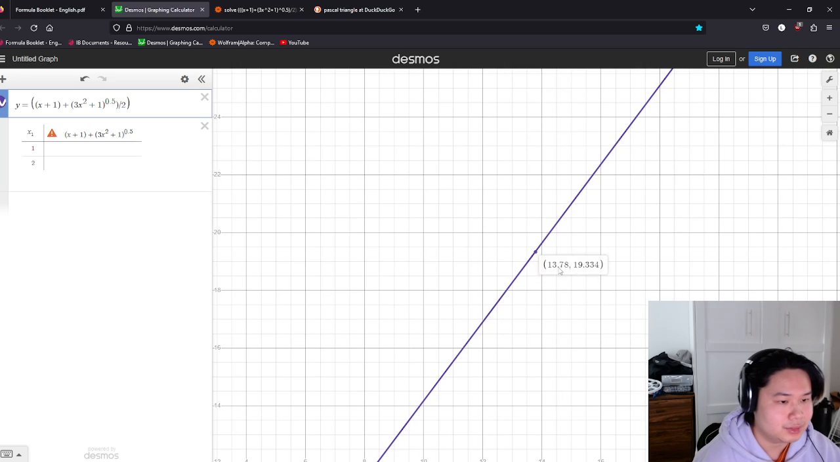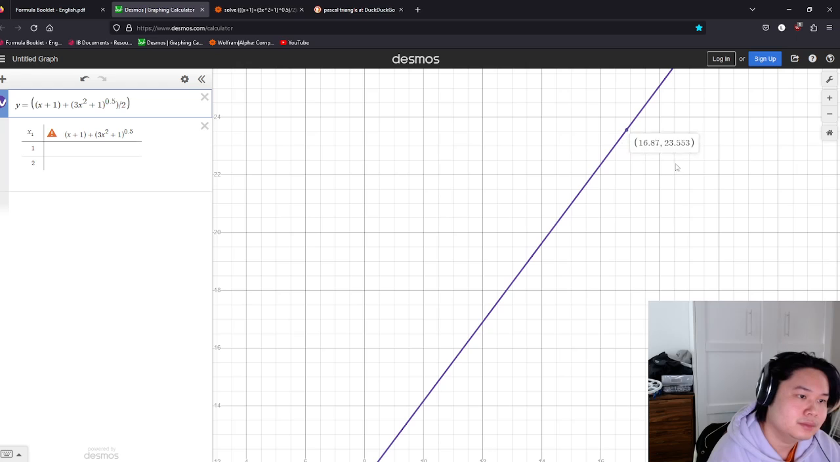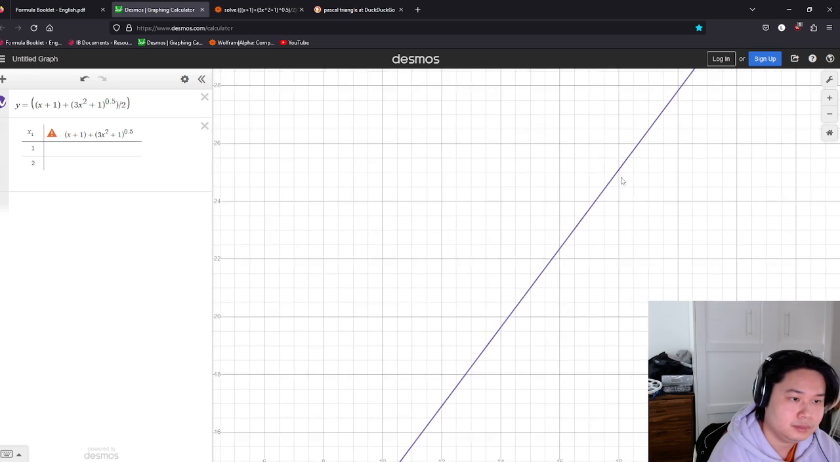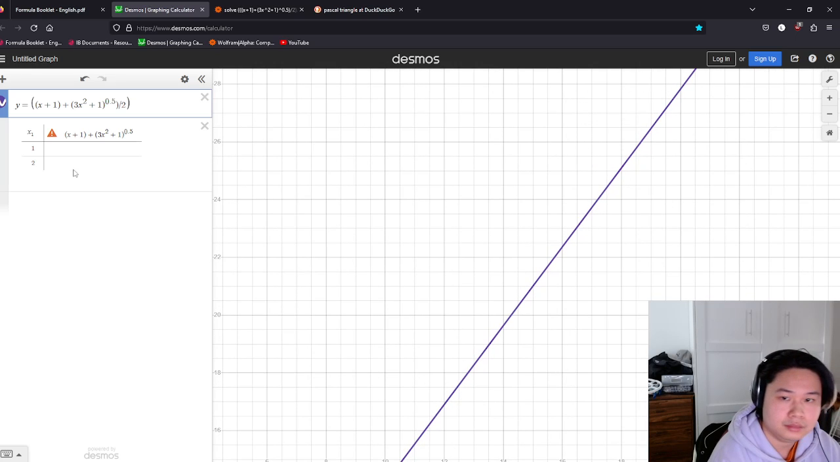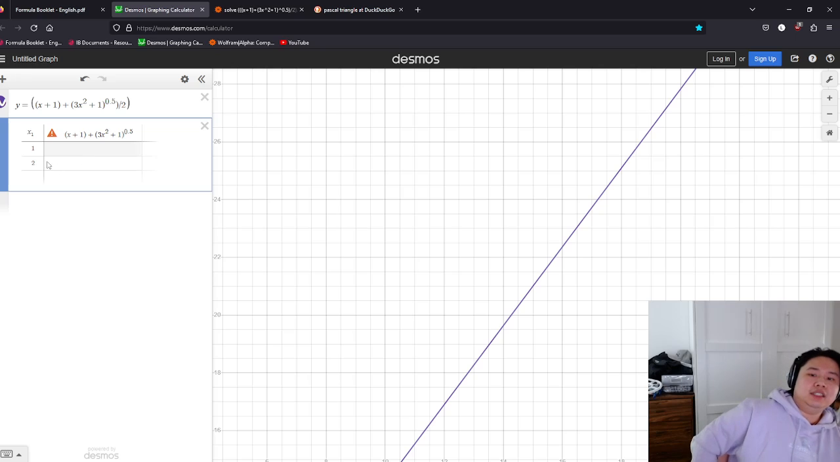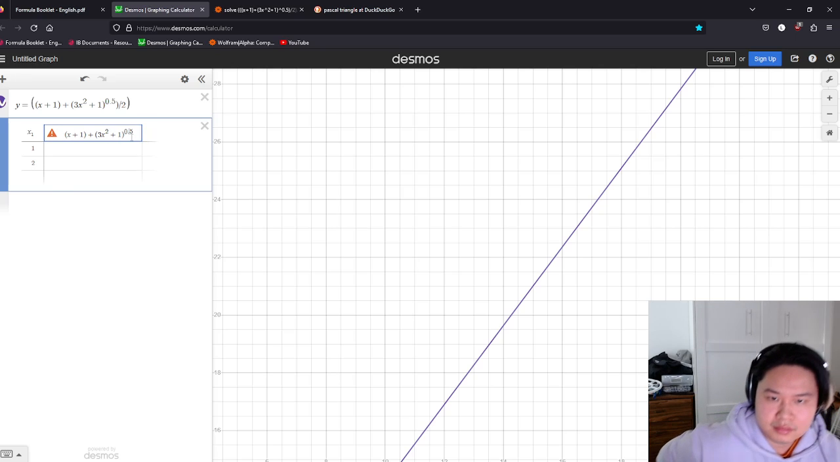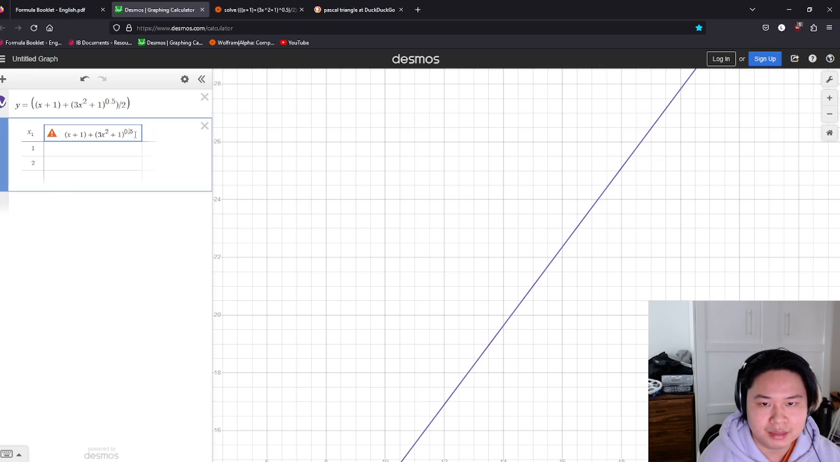I know there's one more question after this. This should work though, so I don't know why this doesn't work. But I've never used the Desmos table function, so... But there should be a way to do this in the table function of your graphing calculator.